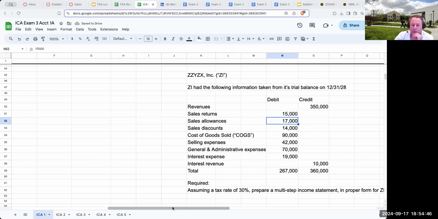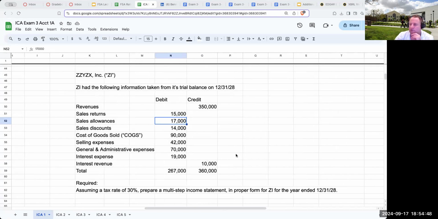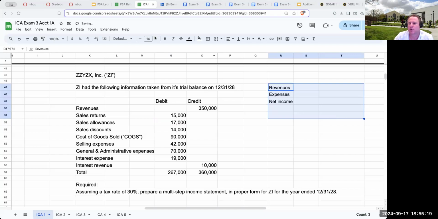So right over here, we have Zizix Inc., which is the favorite stop on your way to Vegas. And we have the following information taken from its trial balance. And it says, assuming a tax rate of 30%, prepare a multi-step income statement in proper form for ZI for the year ended 12/31/28. Now, when we've been looking at income statements for the past two exams, it was simply revenues minus expenses. Gives us our net income, right? This is what we call single step.